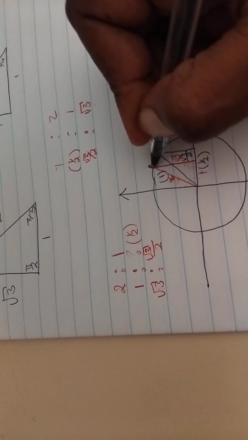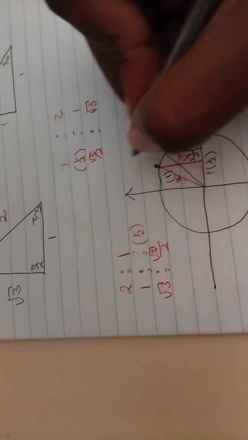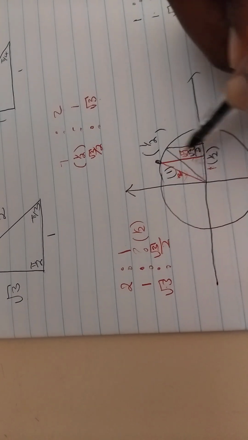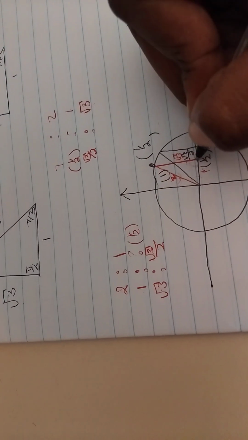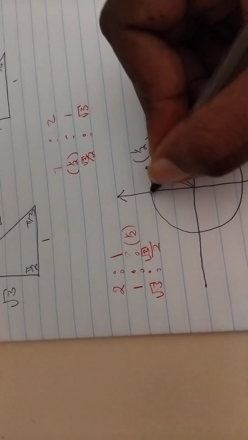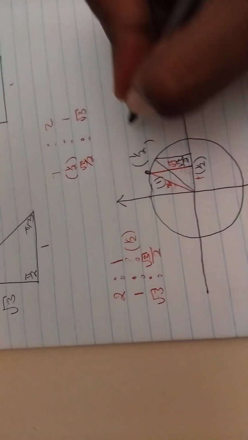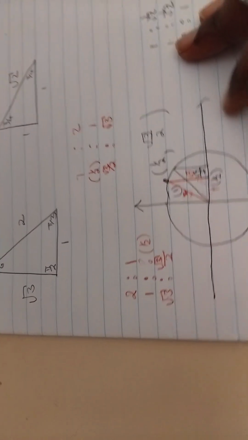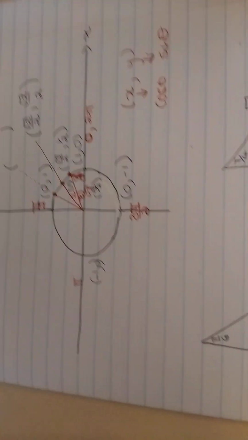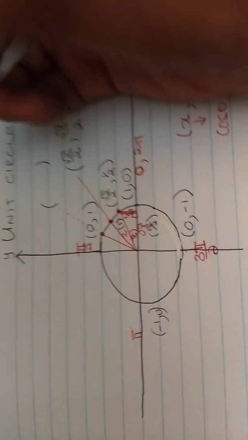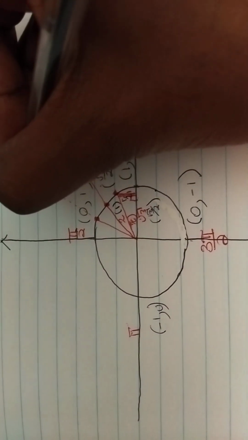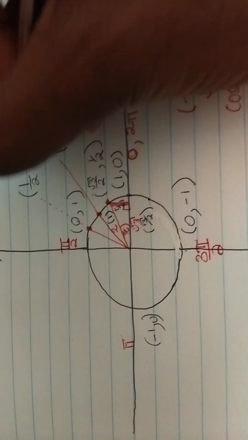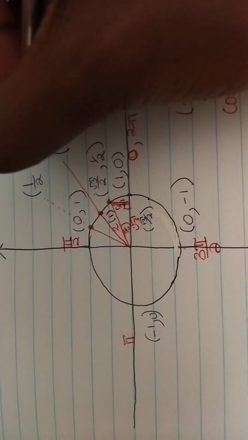Well, what are the coordinates here? The x value is a half, and the y value corresponds to the height, that corresponds here. It is square root 3 over 2. Right. So okay, let me write it here. Here is 1 over 2 comma square root 3 over 2.